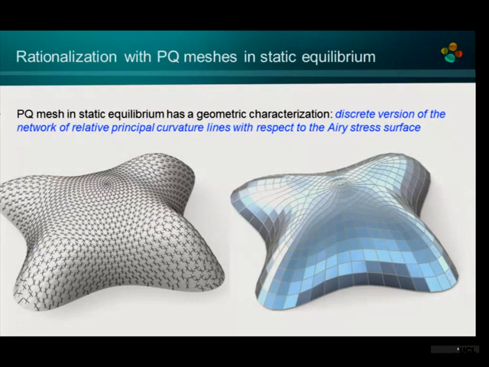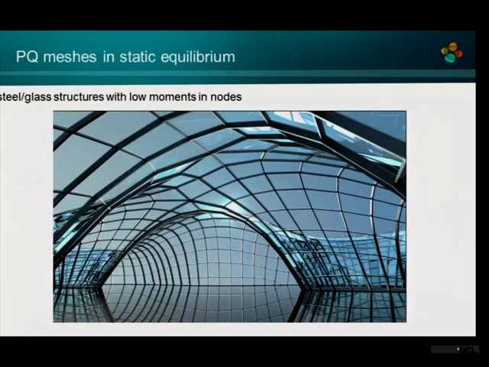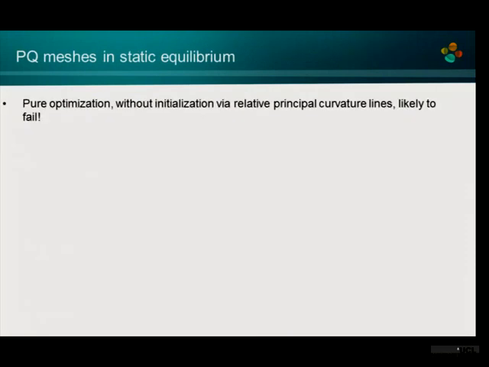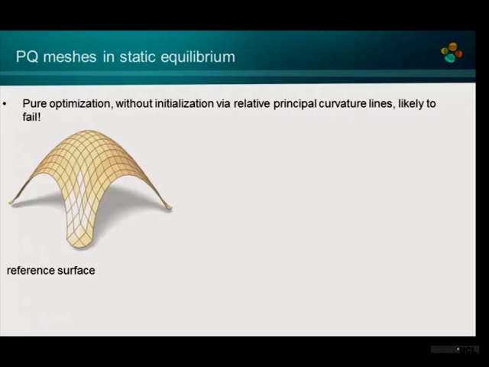Before, we had the Euclidean principal curvature lines. Now I said we can actually replace the Euclidean sphere by this stress surface, and you can also transfer principal curvature lines. If you lay it out according to that, your optimization will work. You get such steel-glass structures with low moments in the nodes. But the pure optimization will fail.